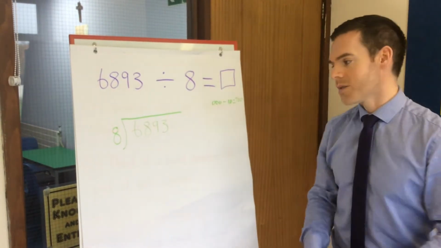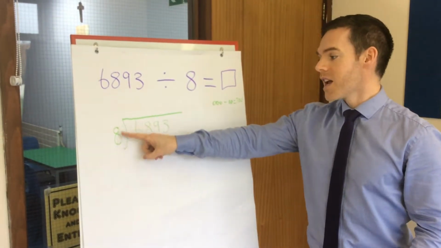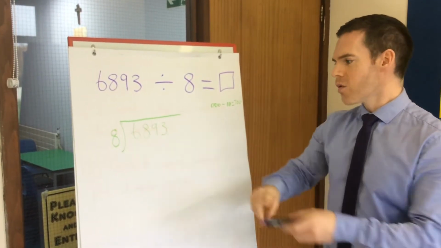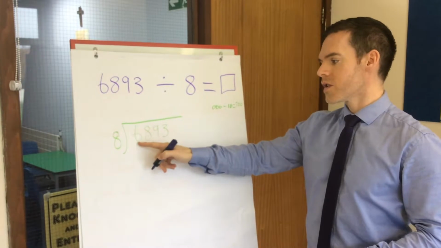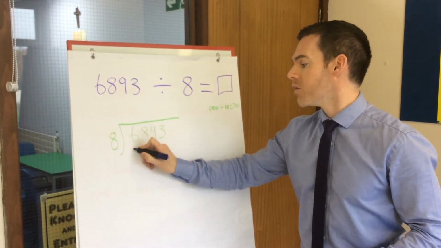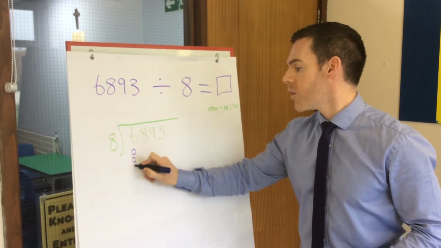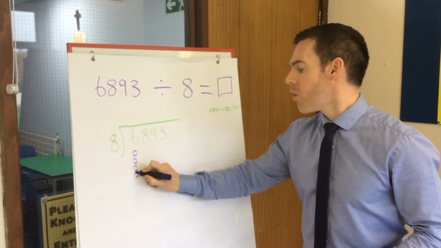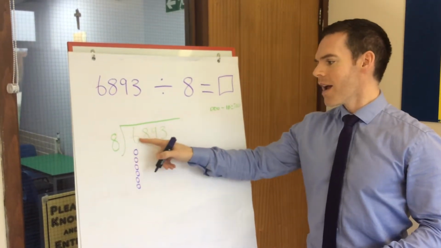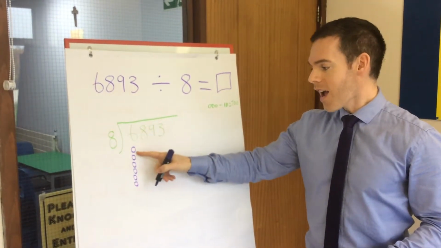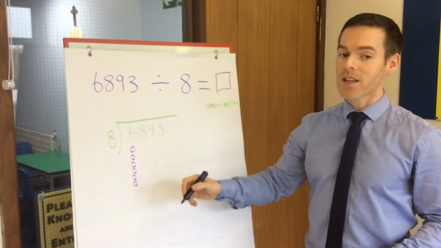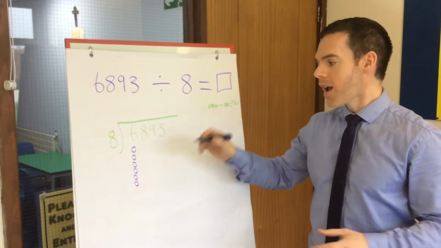So the first thing I'm going to ask myself is, how many groups of 8 can I make with this 6? And I know that this 6 is 6,000. If I showed that 6 in place value counters, I'm not going to do it all the way through, but I'll show it for this first digit, just put them underneath, 1, 2, 3, 4, 5, 6. How many groups of 8 can I make with my 6,000s? Well, I can't make any because I've only got 1, 2, 3, 4, 5, 6. I need 8 to make at least one group. Okay, so I can't make any.